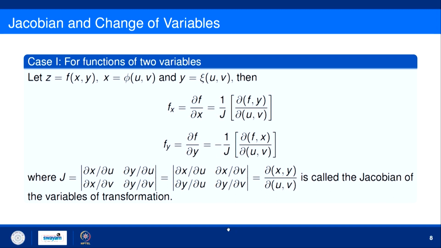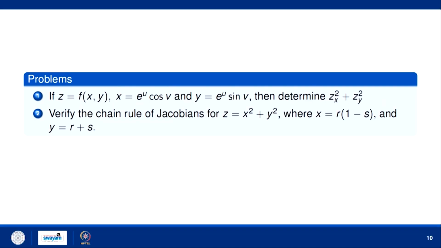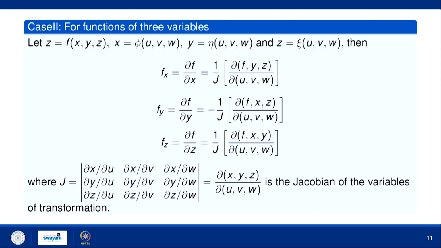Similarly we can find out f y also. So, this is basically called change of variables. If you have a function in terms of u and v and you want to find out f x and f y, using this change of variable with the help of Jacobian one can easily find out. The same concept we can apply for 3 variables as well. I will come to these properties later. First, for functions of 3 variables, the same concept can be generalized. You can find out f x, f y and f z using the same concept.